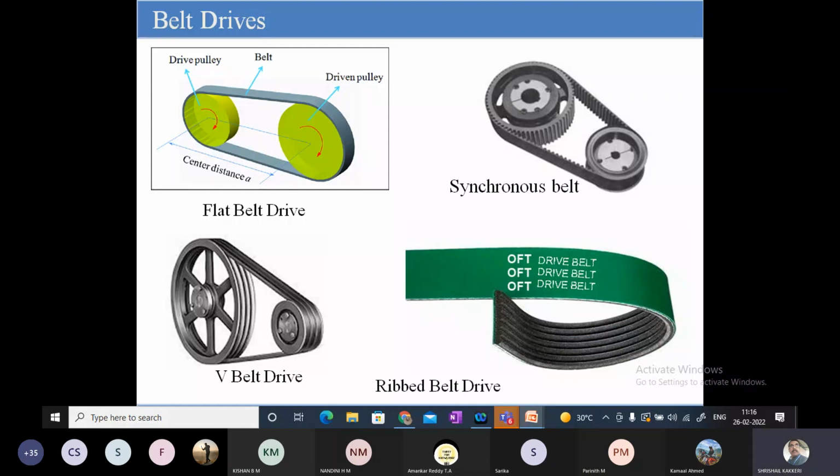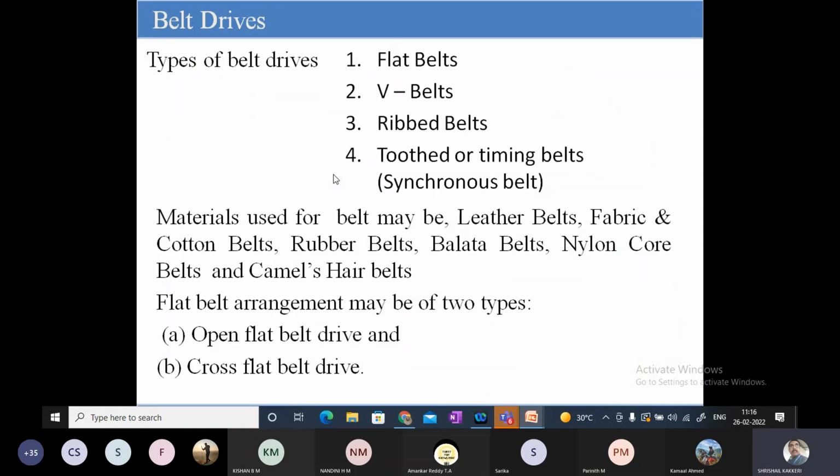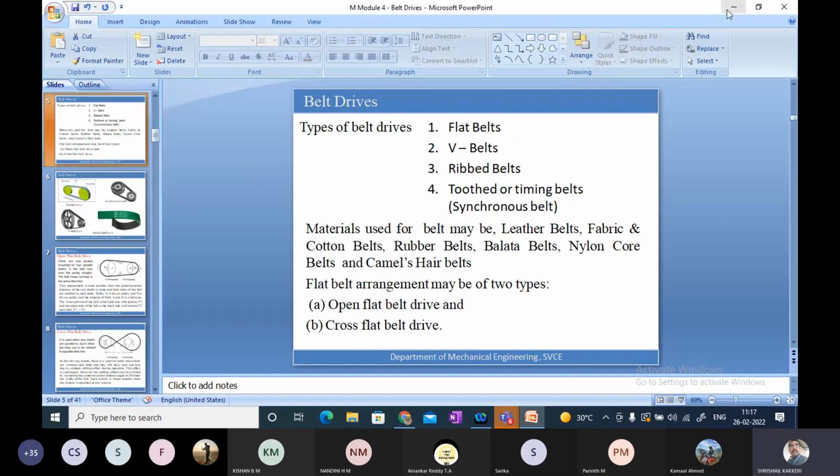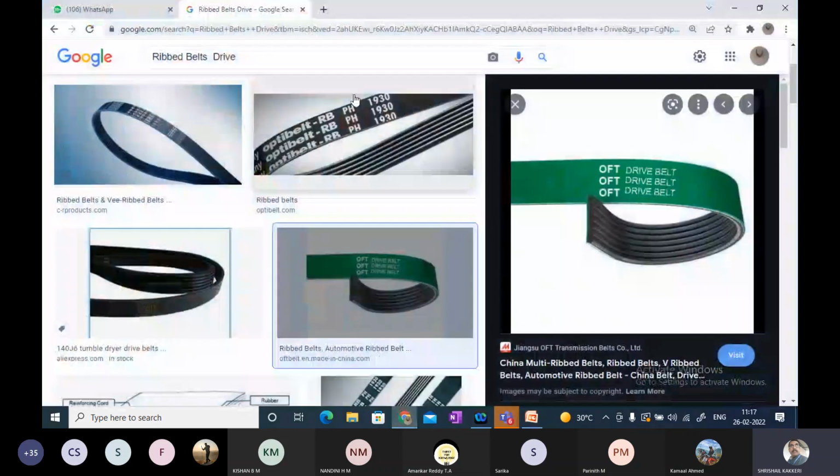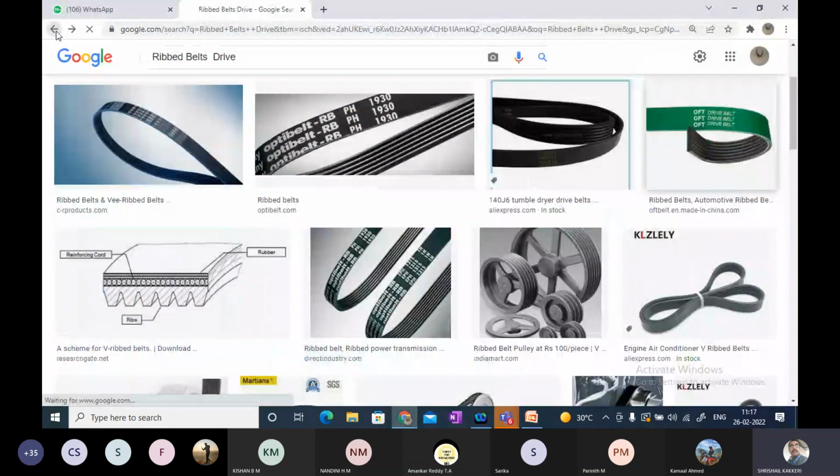Now, we'll look into the velocity ratio of the flat belt drive. Among these flat belt drives, there are two basic methods, or arrangements, by which we can use them. One is the open flat belt drive and the other is the cross flat belt drive. I'll be showing you how the open belt drive and the cross belt drive are arranged.